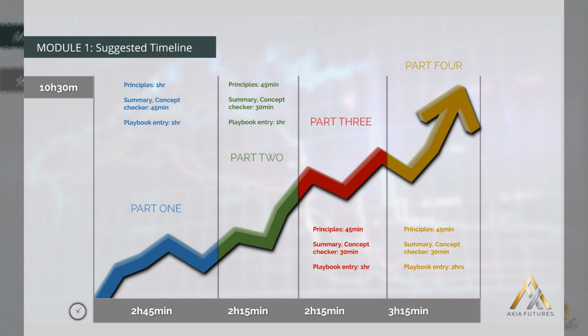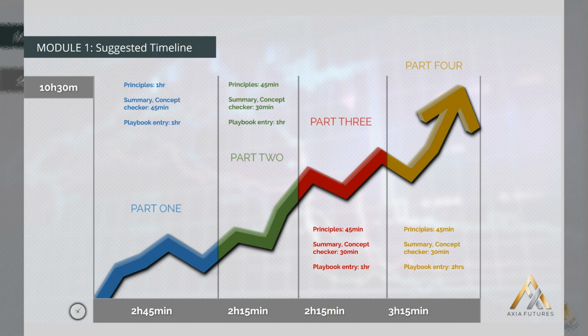In total, Module 1 should take you roughly 10.5 hours. Now what I've done is I've broken down each part into its various elements and given you a guided amount of allocated time. If you look, Part 1 should take you 2 hours and 45 minutes. This is broken down into an hour for principles, 45 minutes for concept checker and summary, and 1 hour for the playbook entry. Part 2 should take you 2 hours and 15 minutes: 45 minutes for principles, 30 minutes for summary and concept checker, and 1 hour for playbook entry.